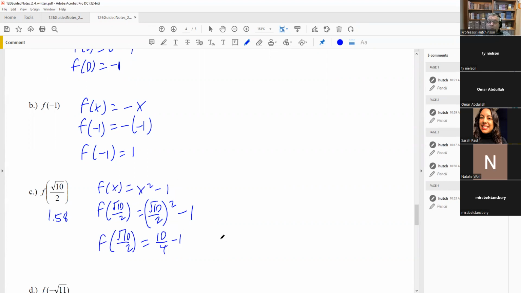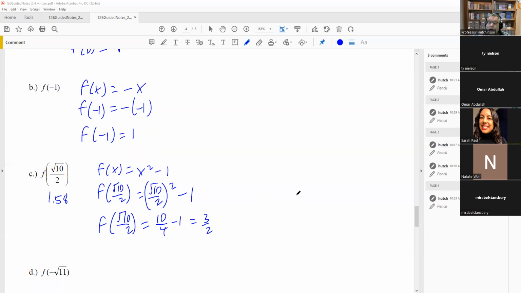And so if I put that in the calculator and reduce the fraction, it's 5 halves minus 2/2, so I'm going to get 3/2 from this. Okay, so 10/4 minus 1 is going to be 1.5 or 3/2.